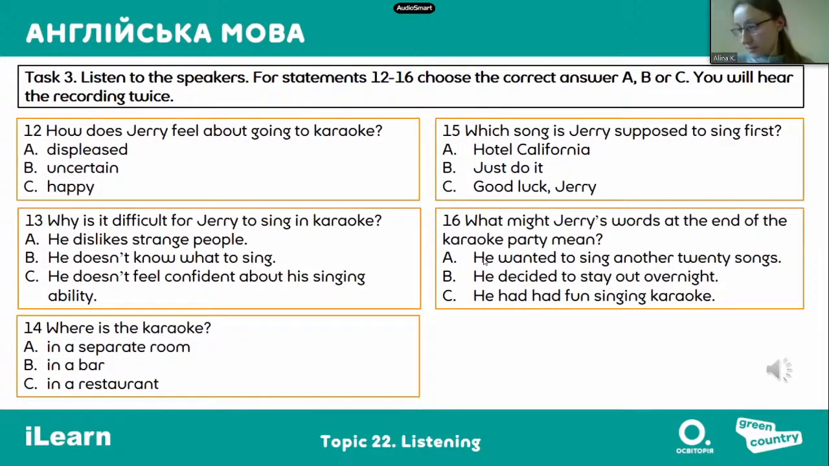Okay, so you have time. Yes, as usual. Look through the questions again. Налаштуйтесь. Let's stay focused. And we will listen to it.